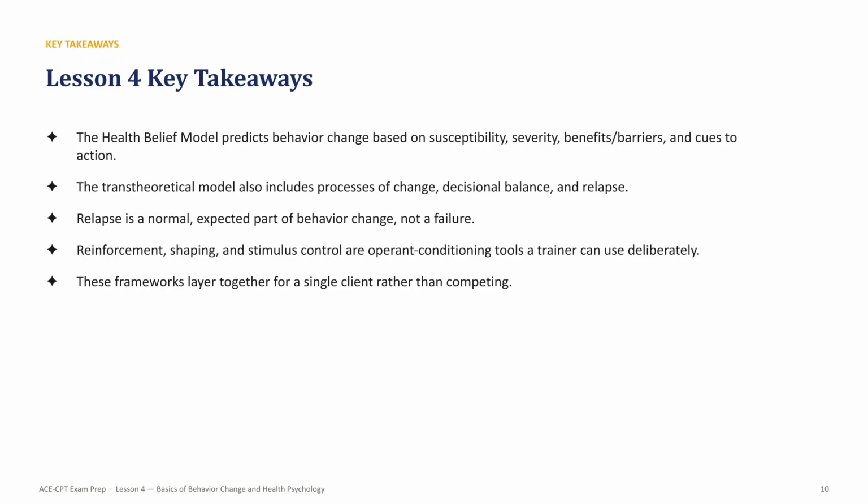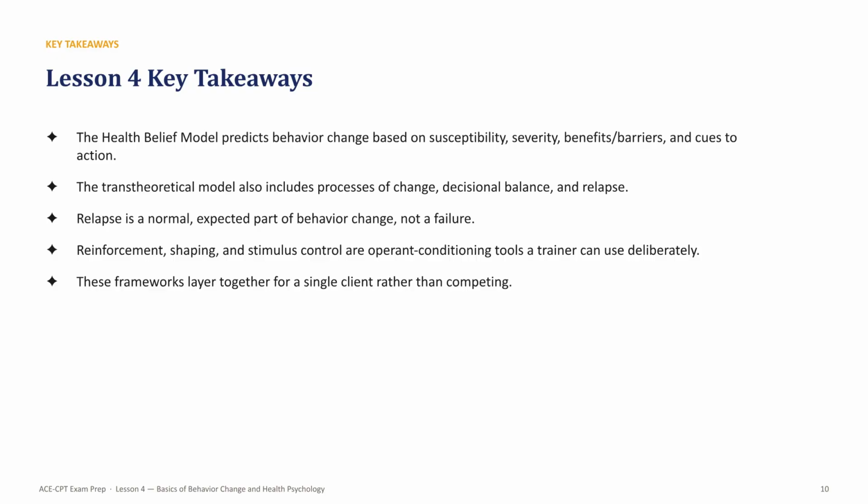Let's recap what we covered in this lesson. The health belief model predicts behavior change based on susceptibility, severity, benefits and barriers, and cues to action. The transtheoretical model also includes processes of change, decisional balance, and relapse, mechanics that go beyond just the 5 stages. Relapse is a normal, expected part of behavior change, not a failure. Remember that one. It comes up often.